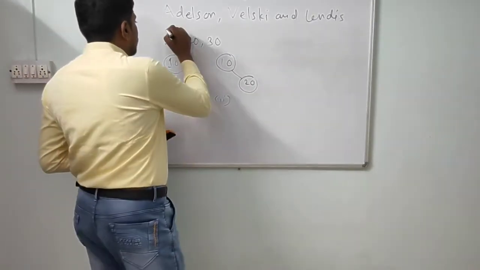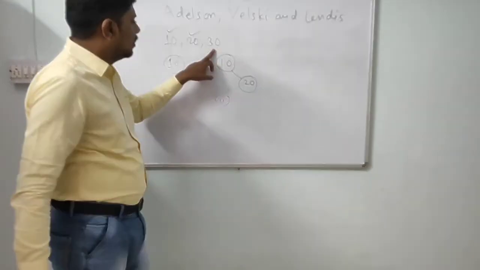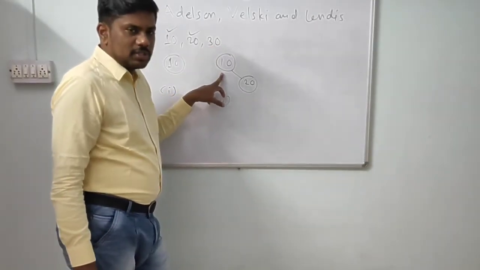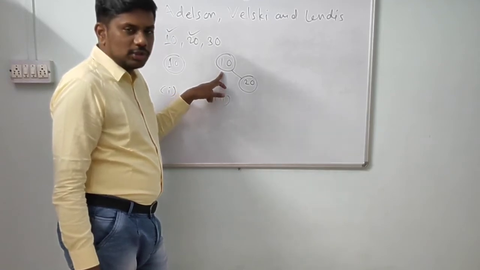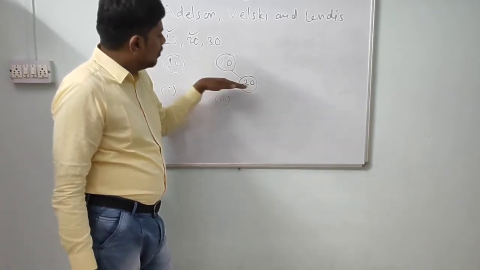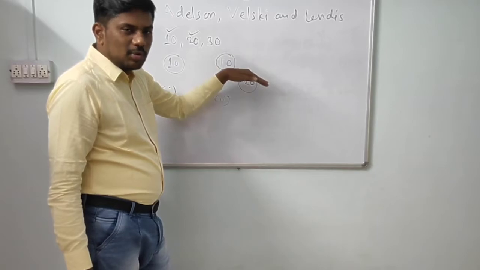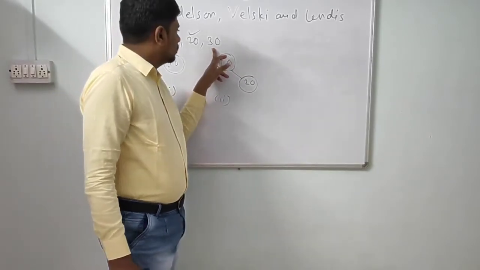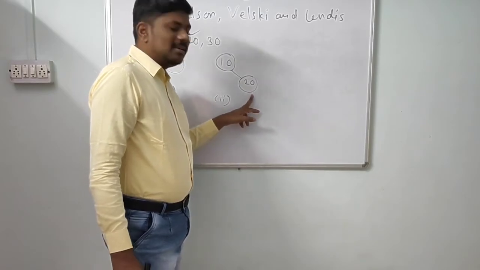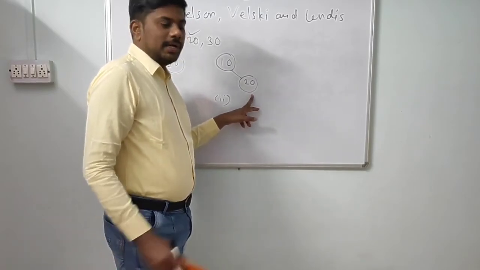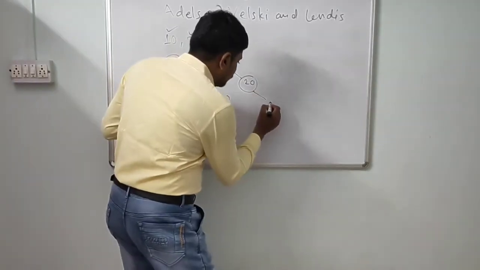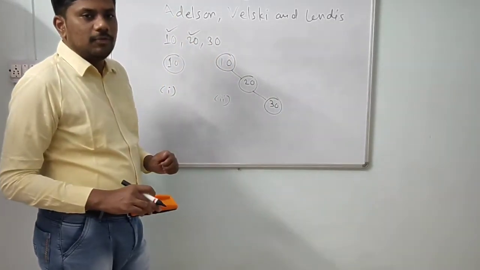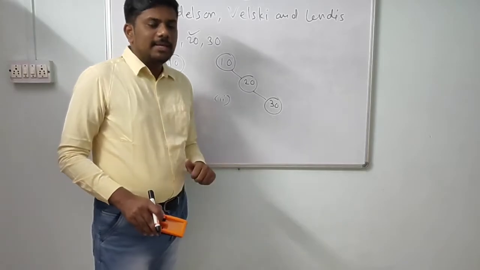Now take the third element, 30. Compare this 30 with 10 first. It is greater than 10, so it should be inserted to the right side. But when you go to the right side, there is one more element, 20. So compare this 30 with 20. Again 30 is greater than 20, so it should be inserted to the right of 20. So this is a binary search tree.